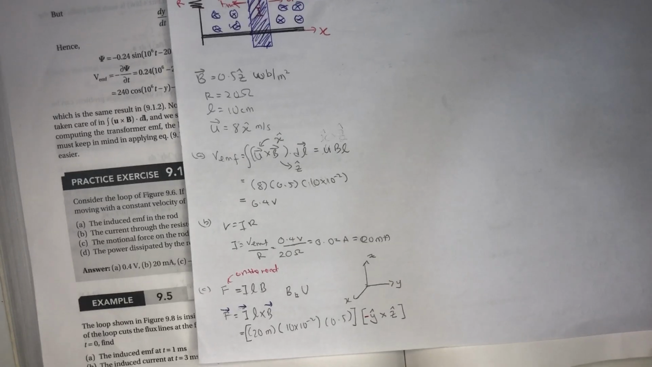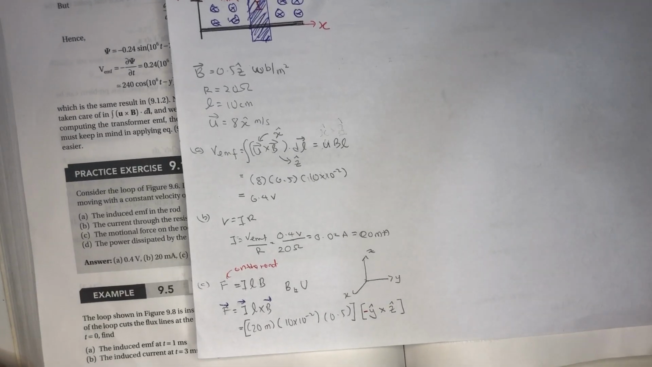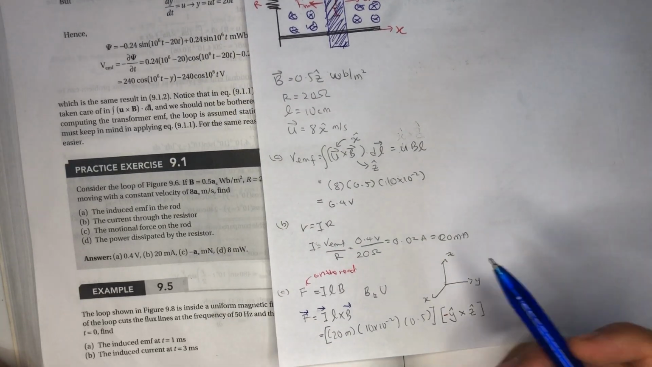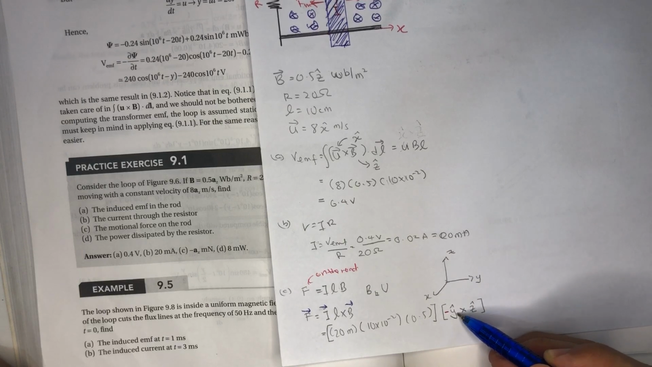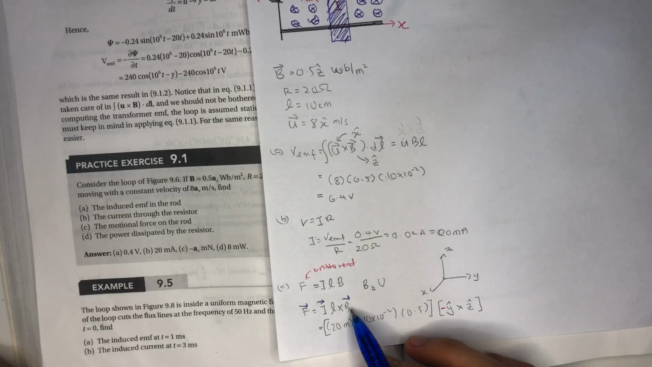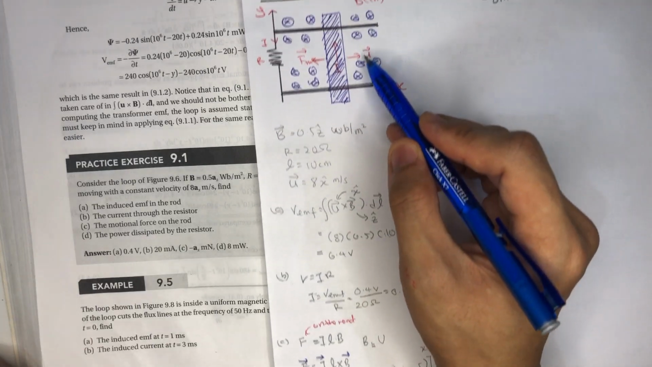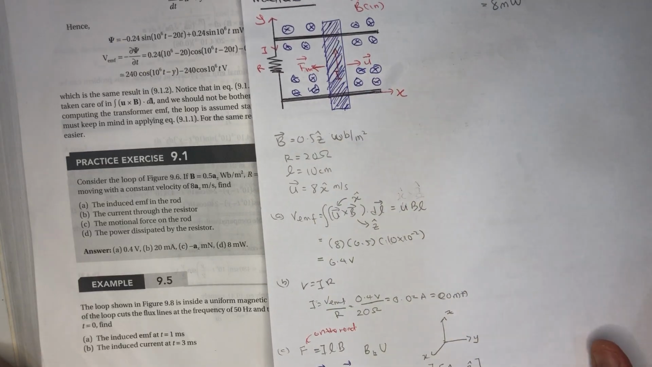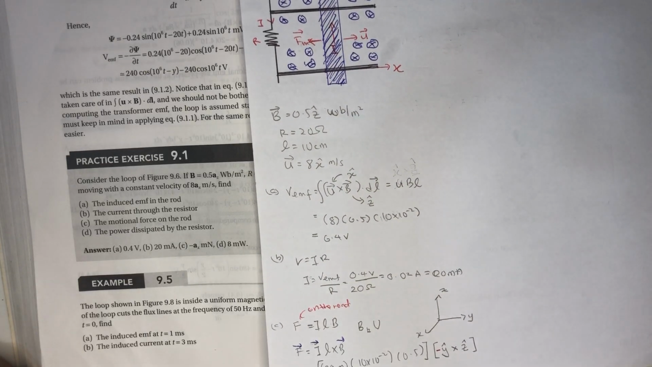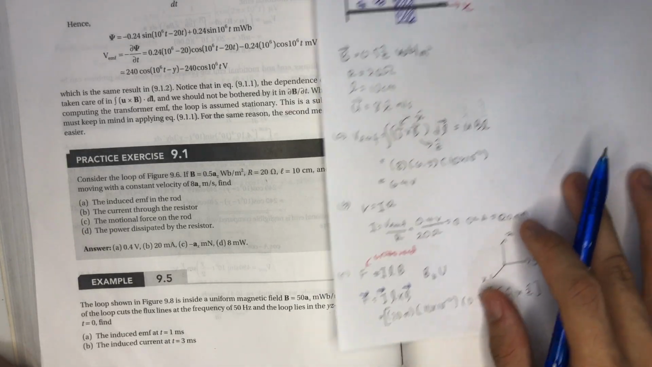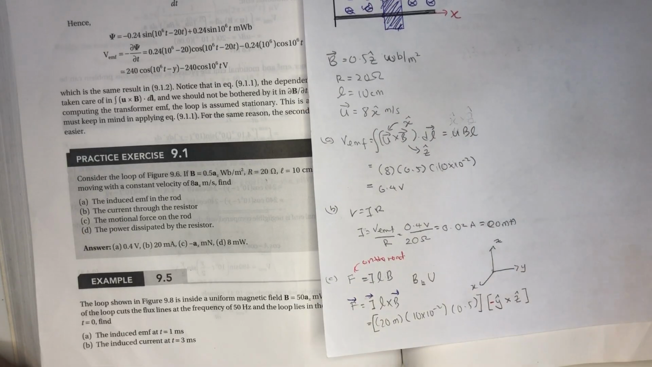Okay, where were we just now? Negative y cross z. B is actually in the z direction going inside. So the result you can calculate on your own.